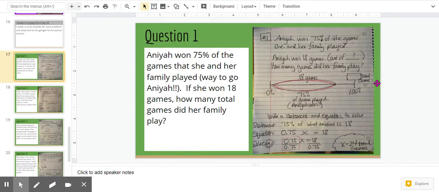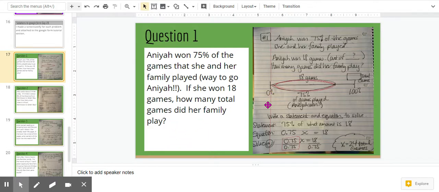On the right, if you look at my work, I wrote down important facts. Anaya won 75% of the games she and her family played, and Anaya won 18 games. And my question is, out of how many? And that's what the question ultimately over here is asking. How many total games did her family play?